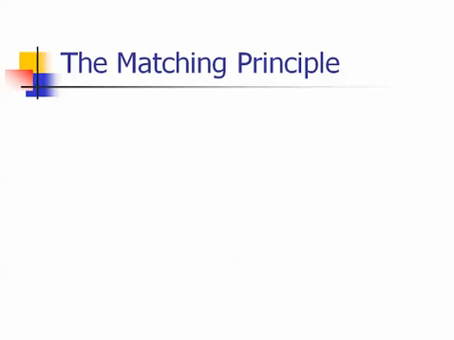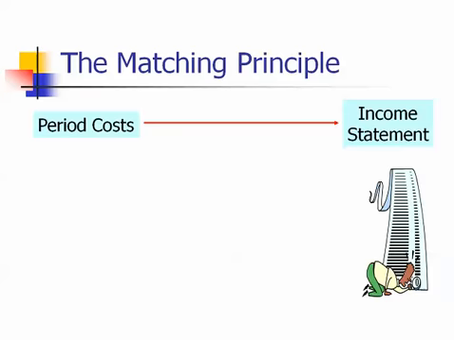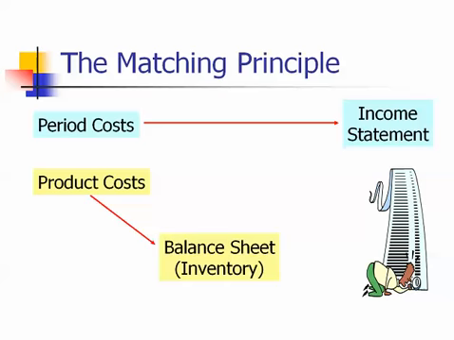Recall that in both systems, our period costs flow directly to the income statement, while product costs are capitalized. They flow into inventory and are matched with revenues when we actually deliver the product or sell the goods. Inventory at that time is reduced, and we record an expense called cost of goods sold.